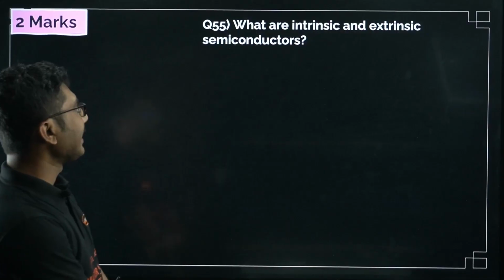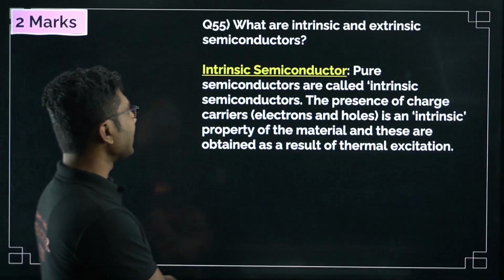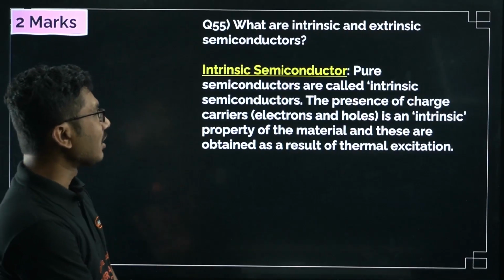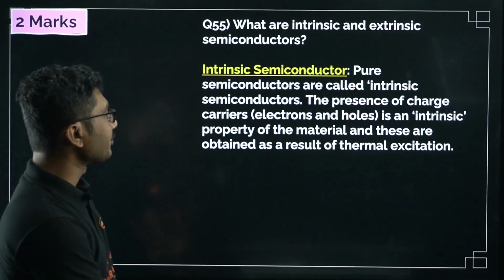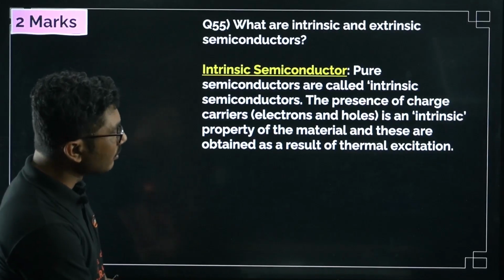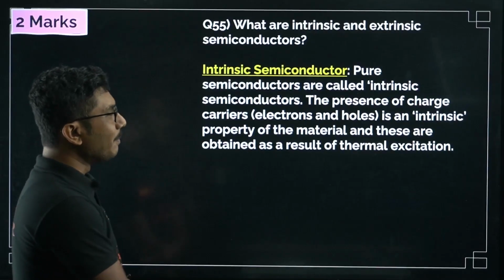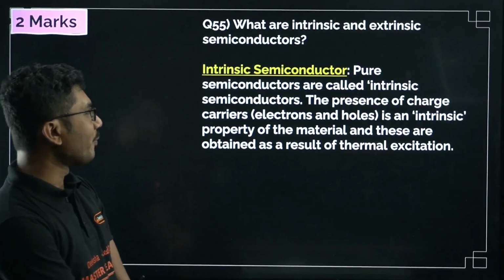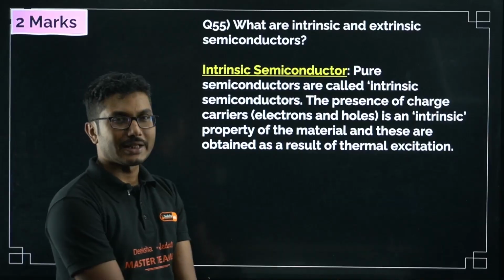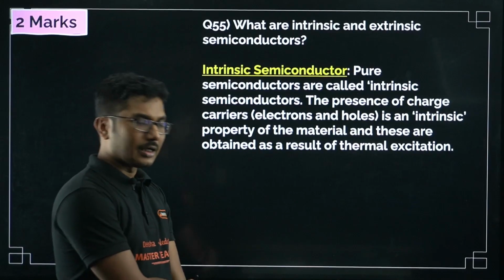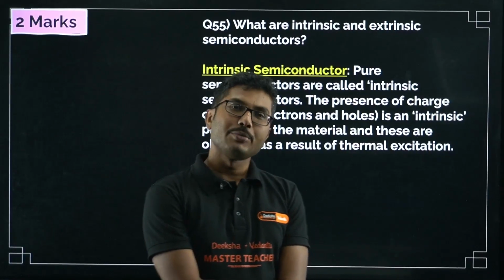What are intrinsic and extrinsic semiconductors? Intrinsic semiconductors are the pure semiconductors. The presence of charge carriers, electrons and holes, is an intrinsic property of the material, and these are obtained as a result of thermal excitation. So intrinsic semiconductors are those which are pure semiconductors.